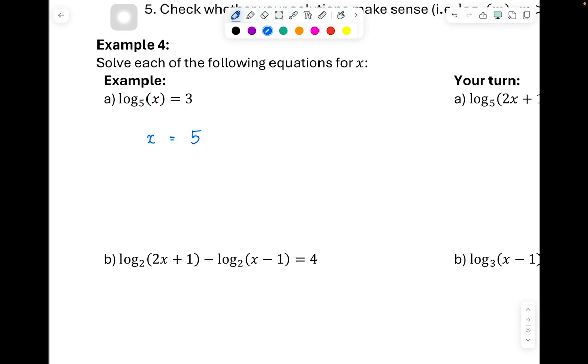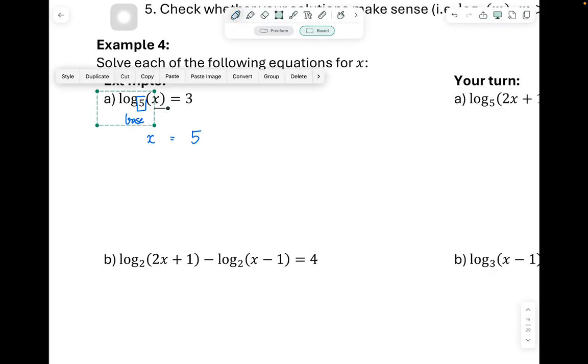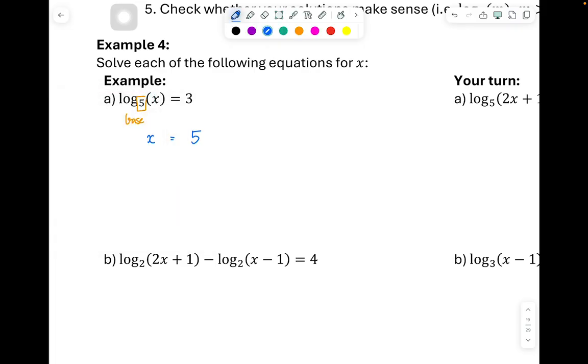Now notice here how we said log base 5. Since that is a base of 5, when we move it to the right-hand side, it will also retain a base of 5. This 3 here then becomes the index. So in the next line, we can just evaluate.